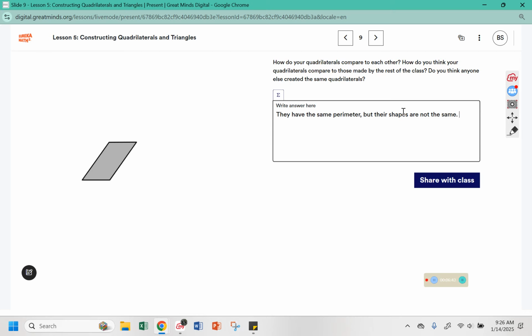We can see that the angles inside of the quadrilateral change. Here I have an acute angle and an obtuse angle, but in the rectangle, all of the angles were 90 degrees. Then it says, how do you think your quadrilaterals compare to those made by the rest of the class? Do you think anyone else created the same quadrilaterals? I think there are many different ways we can arrange these side lengths, so I don't know that we'll have the exact same quadrilateral shared by a classmate.